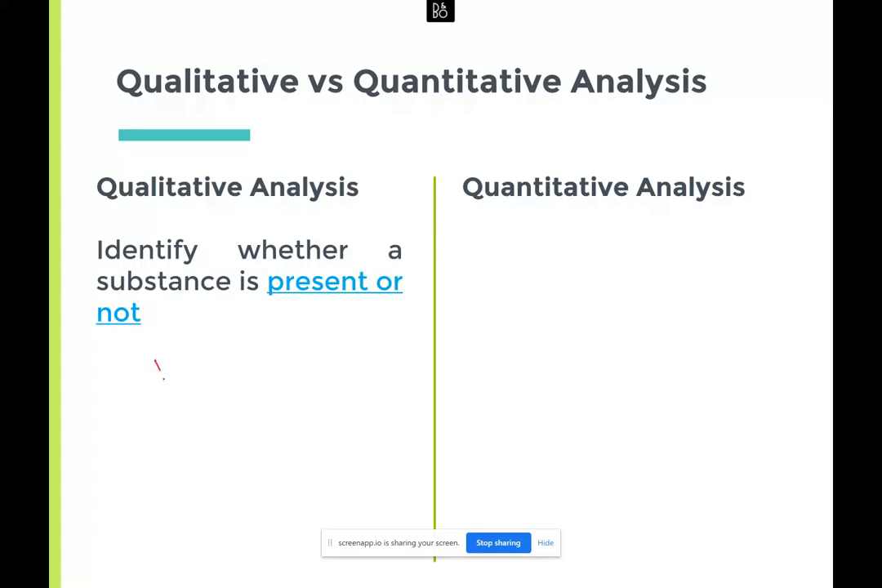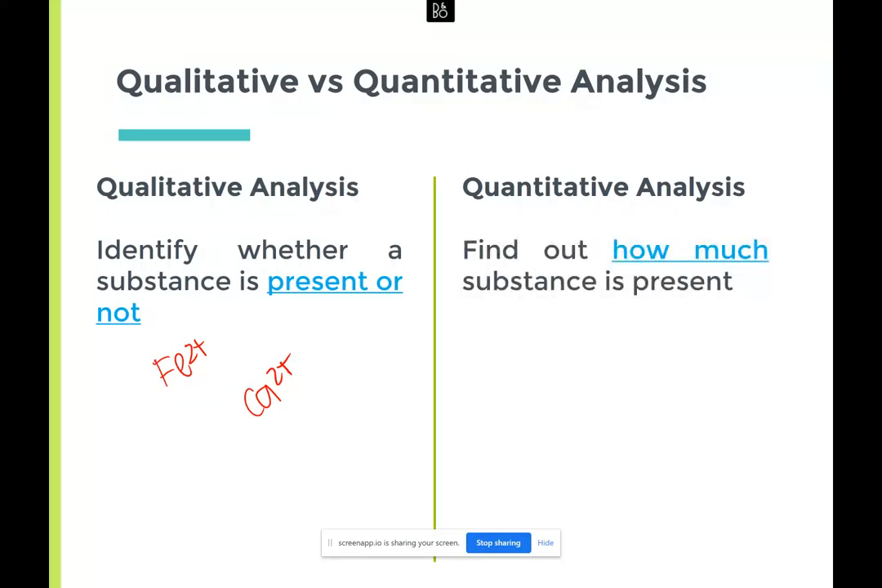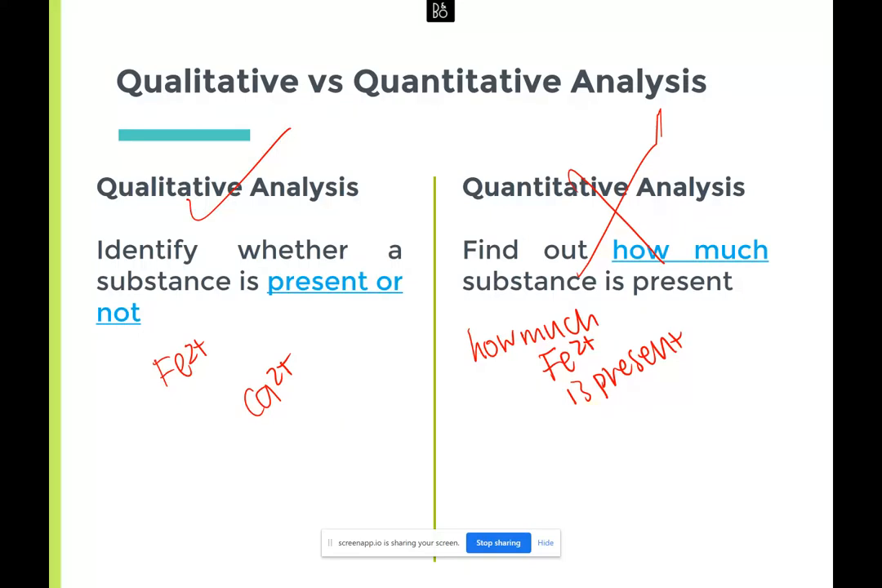For example, if you have Fe2+, we want to determine whether it's present or not. Or Ca2+, we want to determine whether it's present or not in the solution. Whereas for quantitative, we actually want to find out how much substance is present, like for example, how much Fe2+ is present. So we are not interested in this topic that was under mole concept. We are interested in qualitative analysis, whether the substance is present or not.